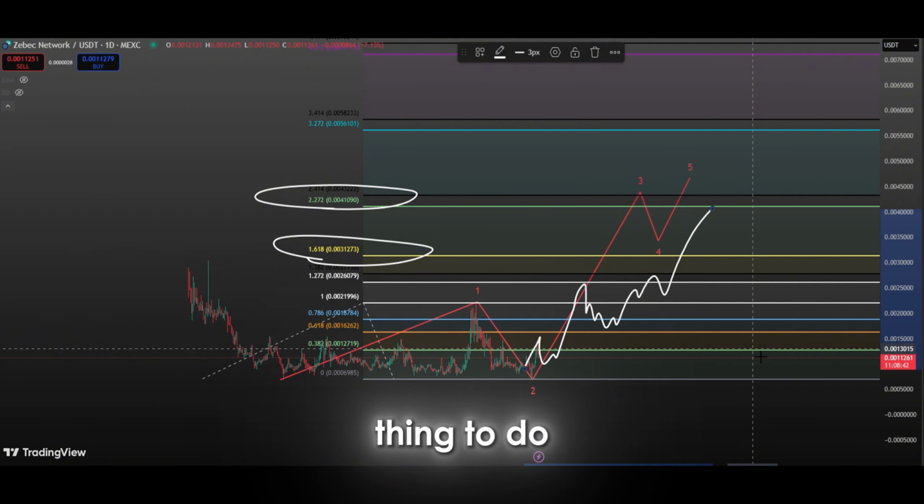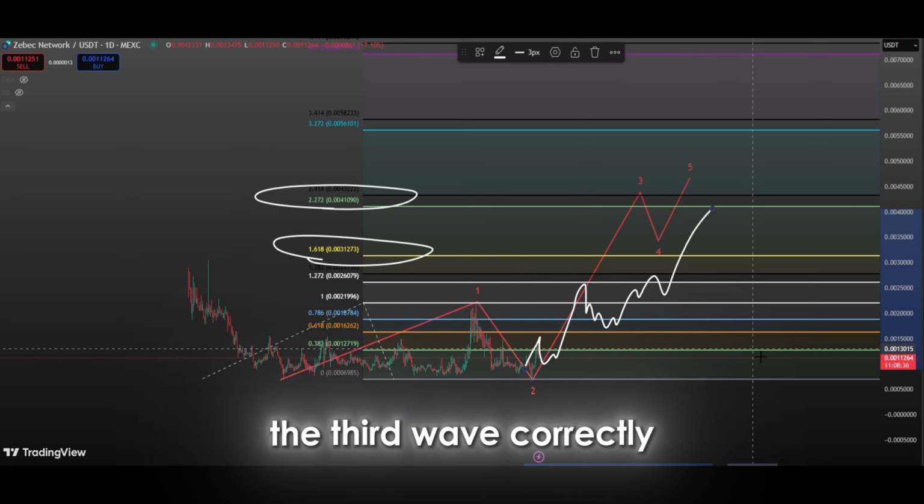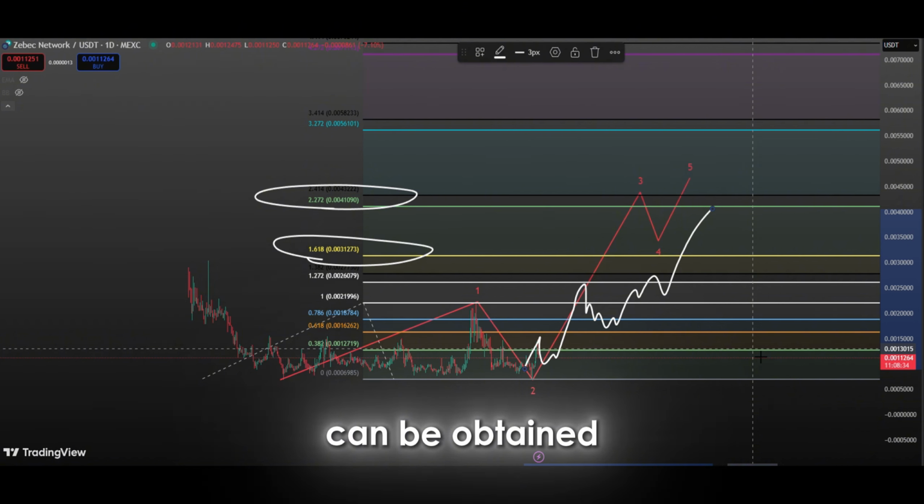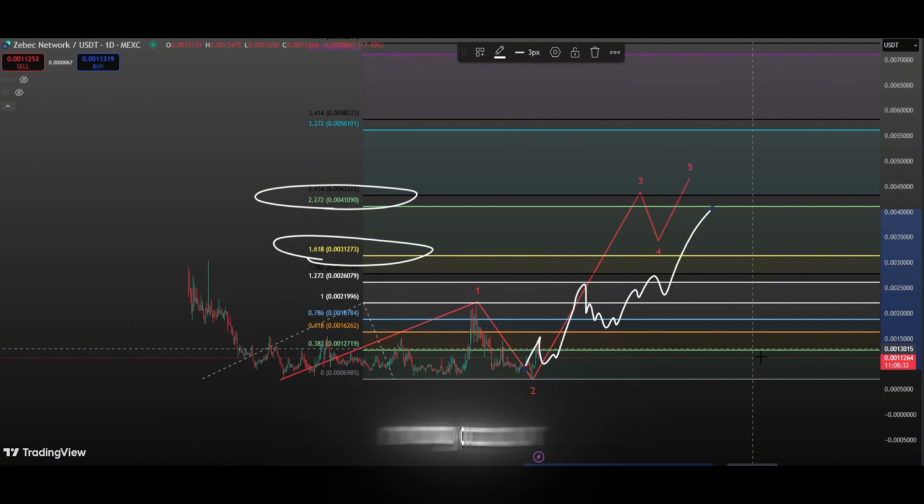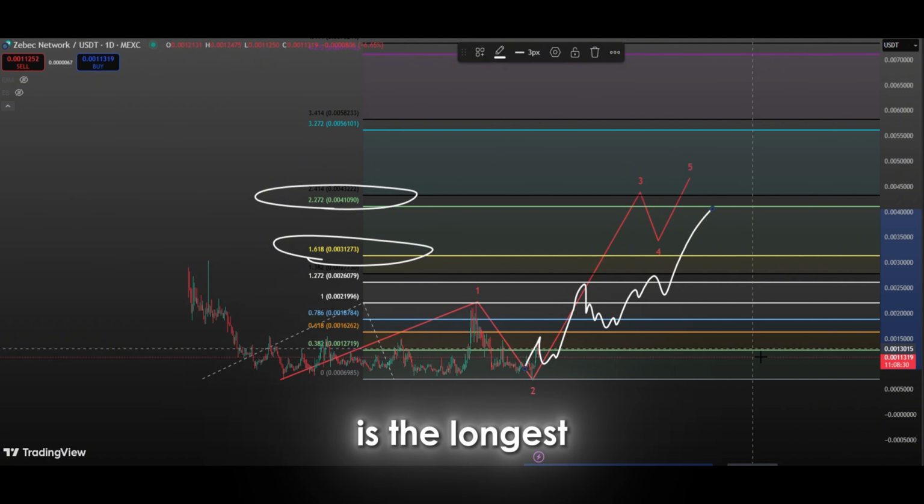The most important thing to do at this point is to observe the bottom of the second wave well and read the start signal of the third wave correctly. Thus, maximum efficiency can be obtained from a high potential uptrend that may occur. The third wave is the longest and most sudden type of wave, so it is useful to be ready.